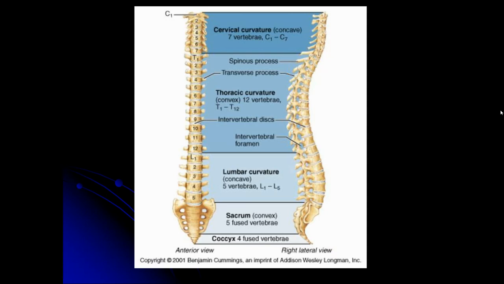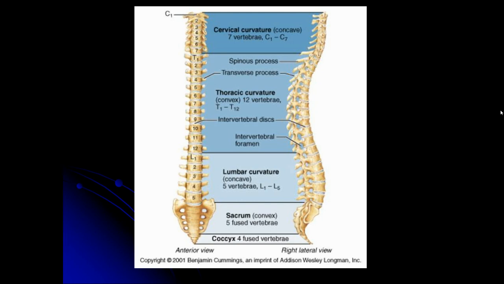So if you look at it, it looks like this. I mentioned from the front, it should look very straight. There should be no lateral curvature. But if you look at it from the side, you can see these curvatures. It goes from concave to convex to concave to convex.